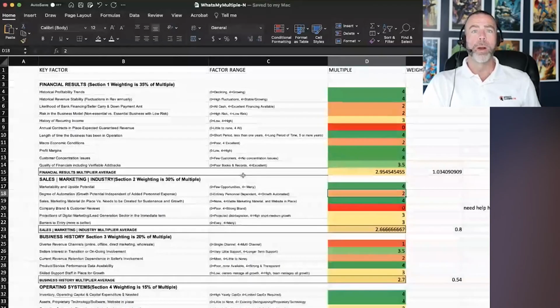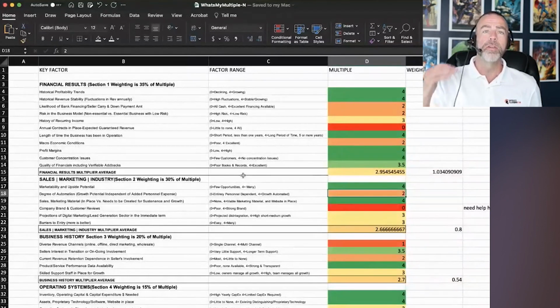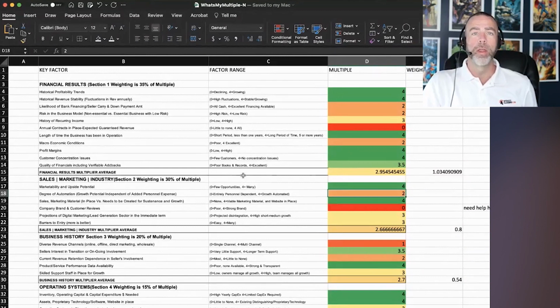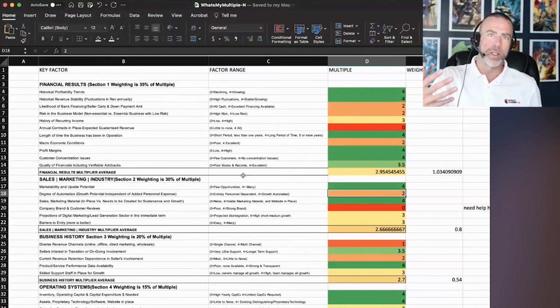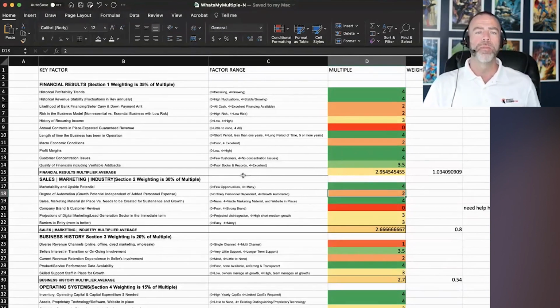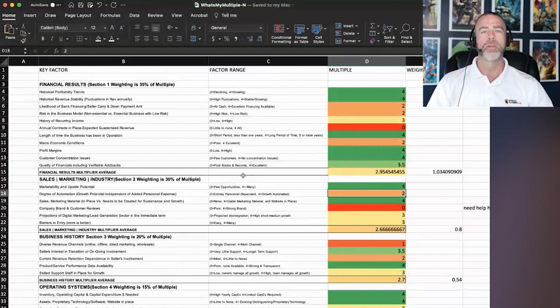So I'm going to walk you through a spreadsheet of all the different factors that I look at, that I review, that I'm trying to understand, and that my buyers on my marketplace would be looking at as well, to figure out: is your multiple in range with the industry? So we start with this. It's a self-assessment, whether you do it or I do it.